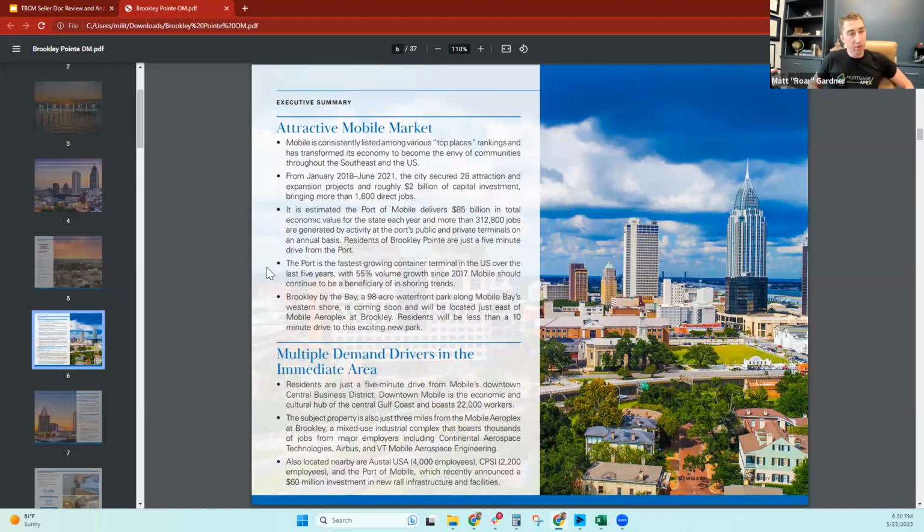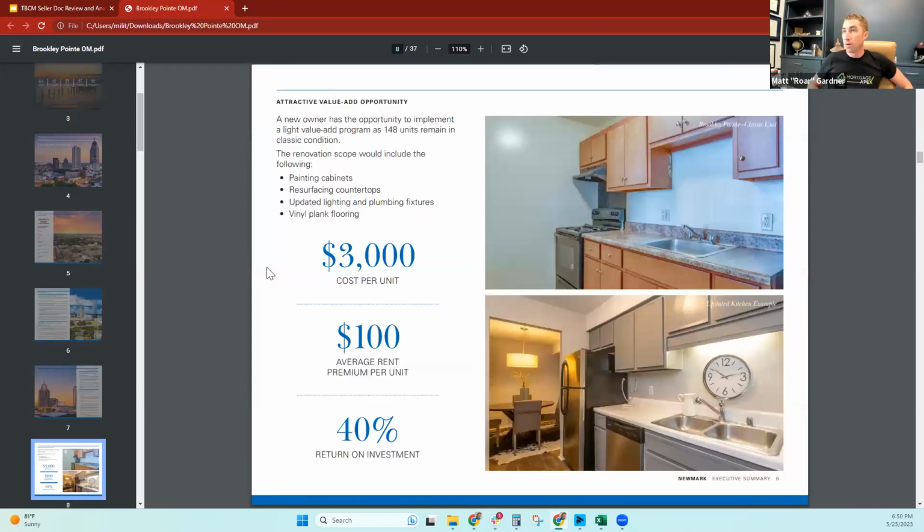So we don't really care about the glossy brochure of the Mobile market because we're pretty aware of what the market's like. If you're looking to jump into a brand new market and you're reading the OM, I would definitely get into the weeds here with everything else we've done in the past few weeks and really dive into the market analysis on these ones. All right, attractive opportunity.